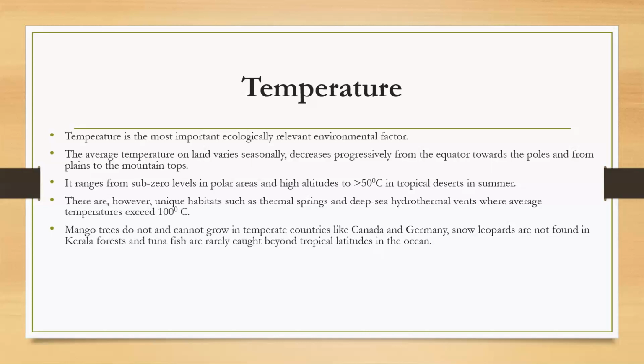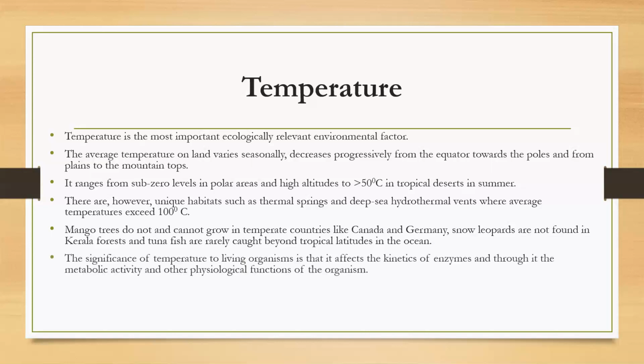Even in the ocean ecosystem, the distribution of aquatic animals is decided by the temperature. And the significance of temperature to living organisms is that it affects the kinetics of enzymes and through it the metabolic activity and other physiological functions of the organism. So temperature has a direct influence on organismal life.